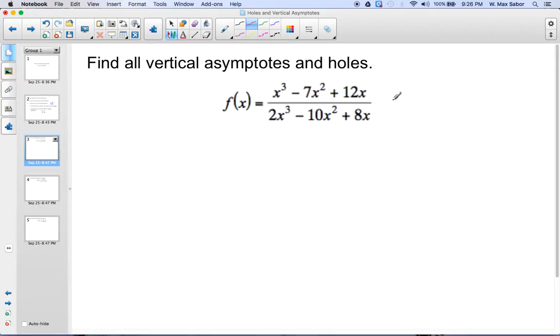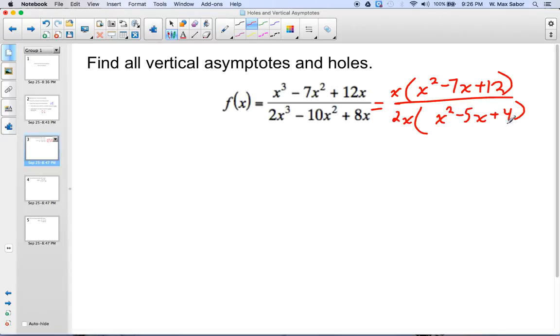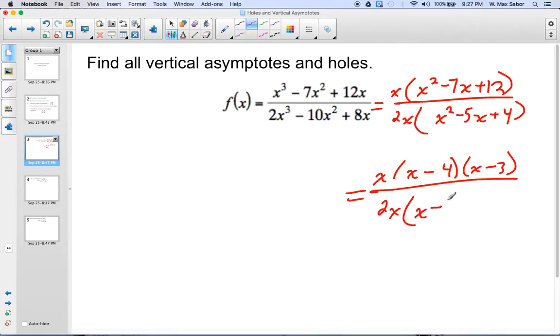So let's try it. Let's factor this. We can factor an x out of the numerator and a 2x out of the denominator. So we get x squared minus 7x plus 12 over x squared minus 5x plus 4. Oh, both of those can be factored further. x minus 4, x minus 3. This is x minus 4 and x minus 1.